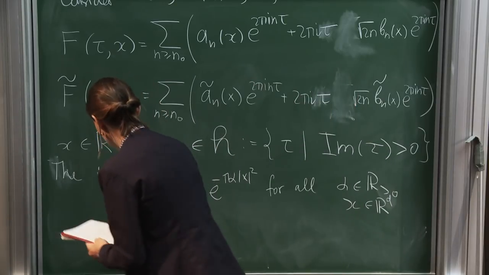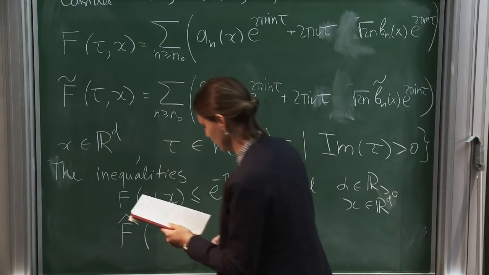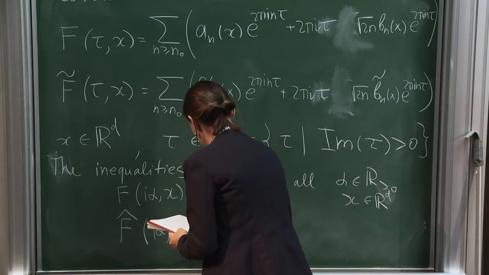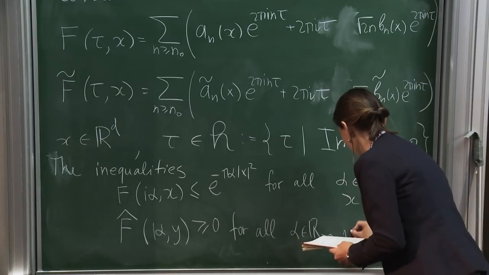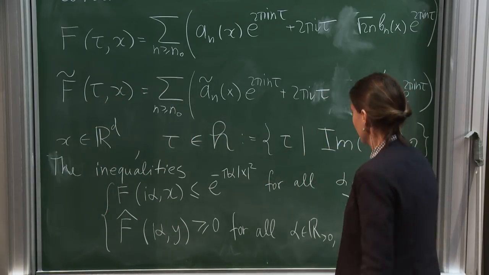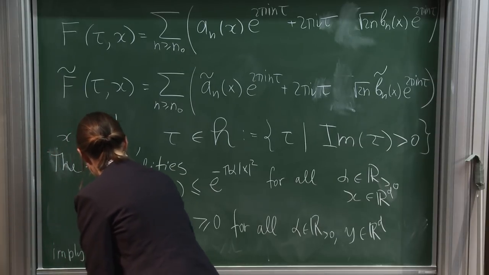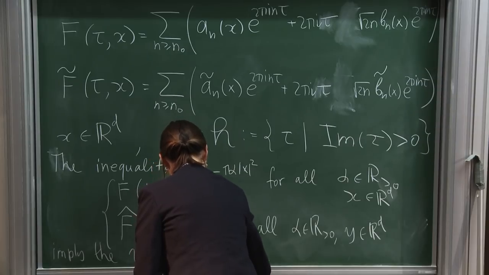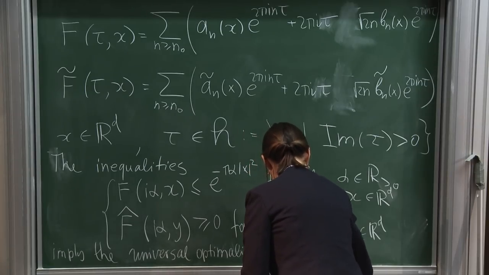And now we can take the Fourier transform of this function, but we take the Fourier transform with respect to the second argument. So we consider alpha just as a parameter and compute the Fourier transform. Again, for all alpha and for all y in the Euclidean space. And so now these inequalities will imply the universal optimality of the lattice lambda d, the lattice we're interested in.